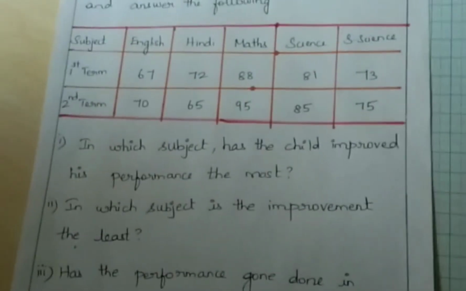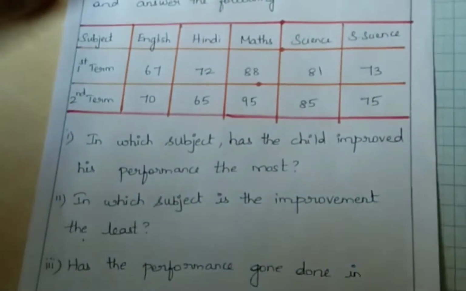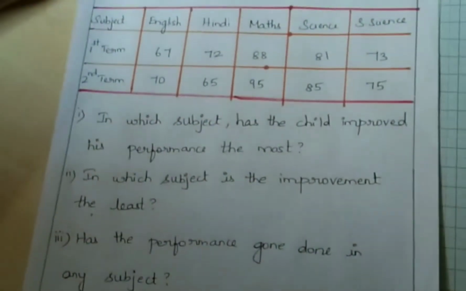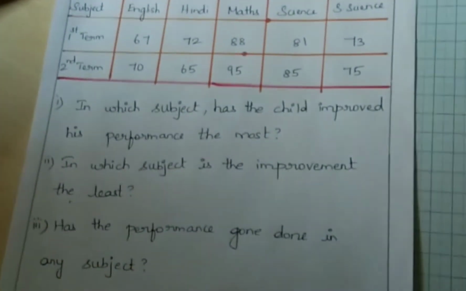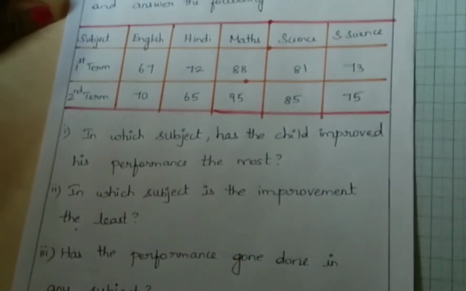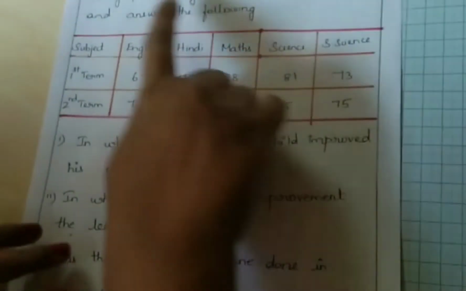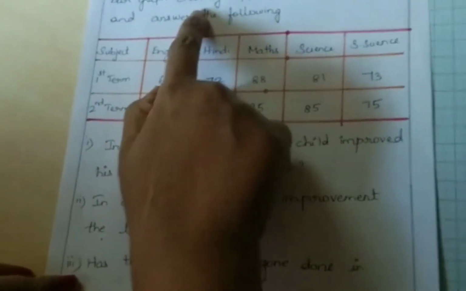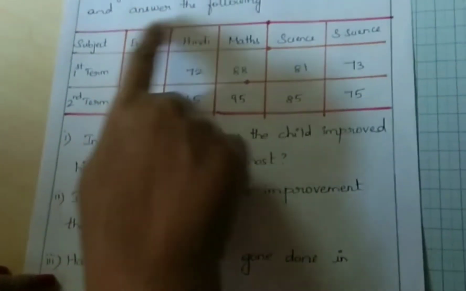Double bar graph. Now we will see how to draw a double bar graph. We know how to draw a bar graph; we have studied it in our 6th standard. This year we are going to see the double bar graph. Let's read the question. The performance of a student in first term and second term is given. Draw a double bar graph choosing an appropriate scale and answer the following.